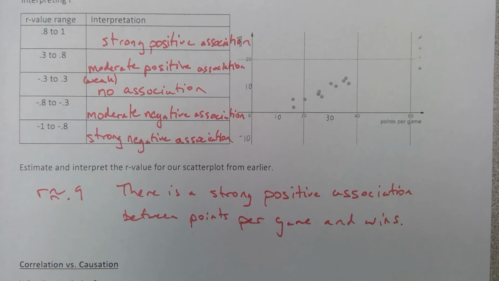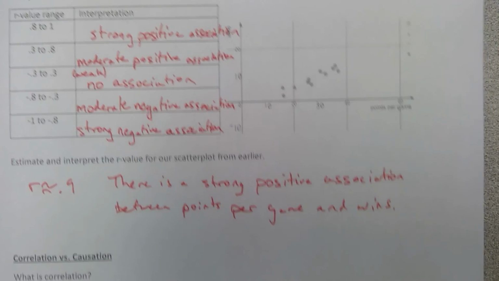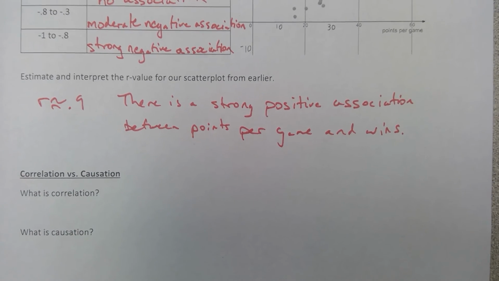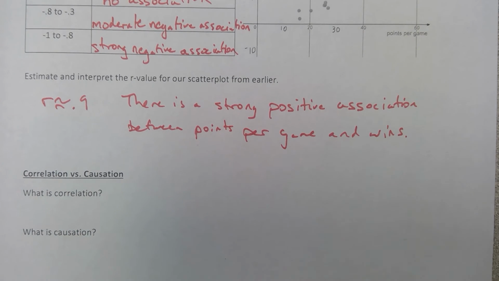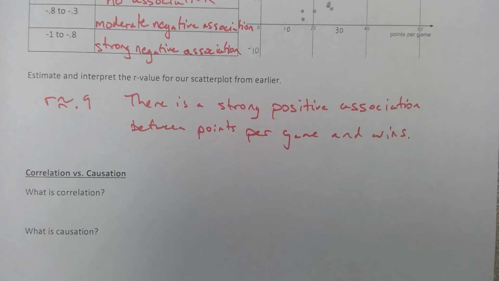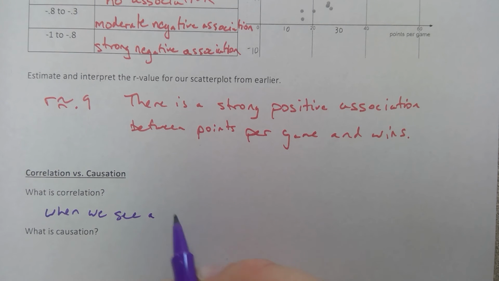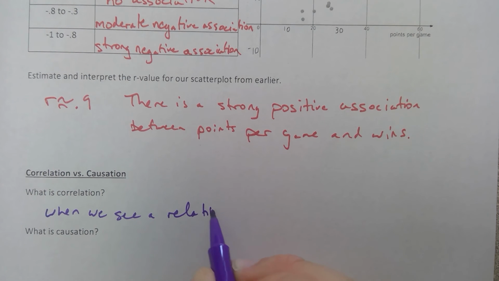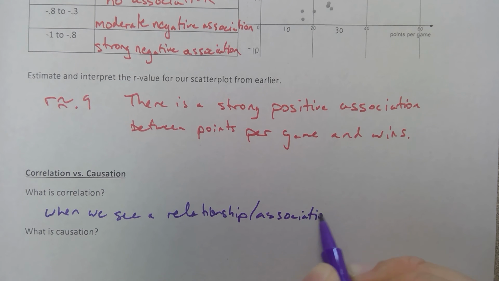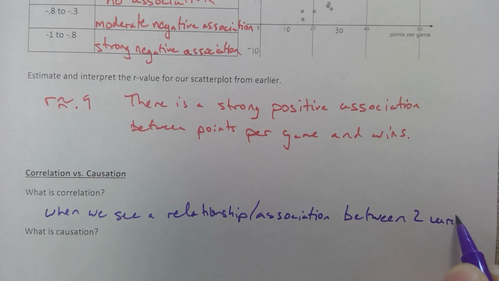Now, you might be saying, Mr. Herman, of course that makes sense. If you score more points, you win more games. Well, let's talk about this with correlation and causation. What is correlation? Correlation is when we see a relationship or association between two variables.